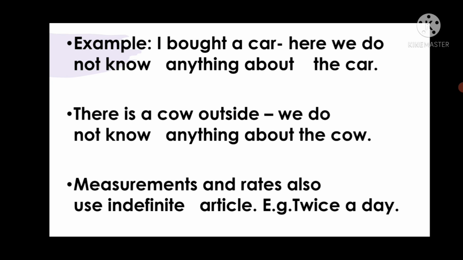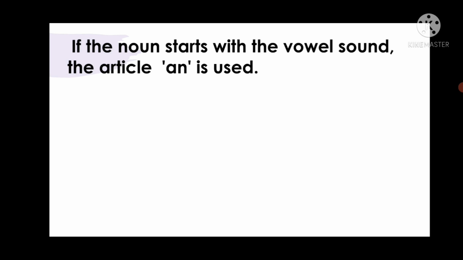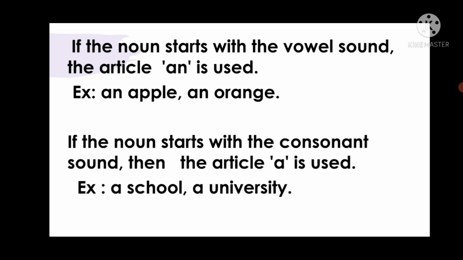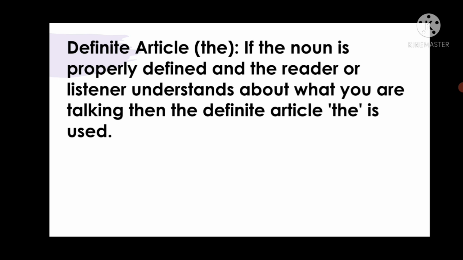In the next sentence, there is a cow outside. Here also we do not know anything about the cow. Measurements and rates also use indefinite articles, for example twice a day, twice a week, once in a year. Many of us generally know in which case the article "an" is used. When the noun starts with a vowel sound, the article "an" is used: an apple, an orange, an umbrella. If the noun starts with a consonant sound, then the article "a" is used: a school, a university.